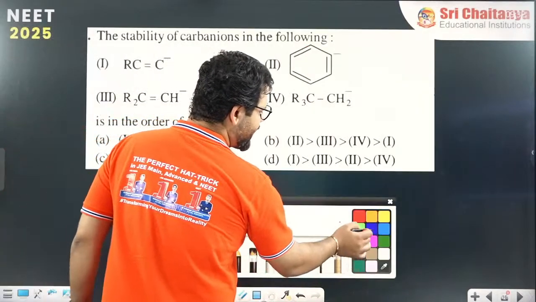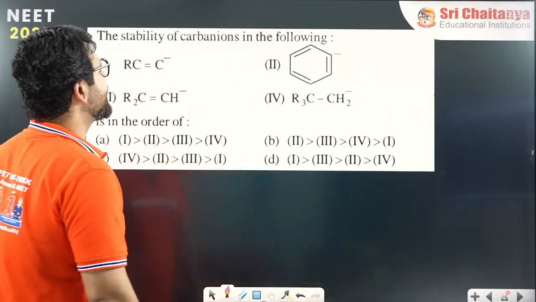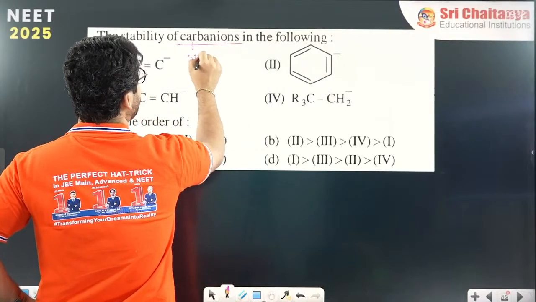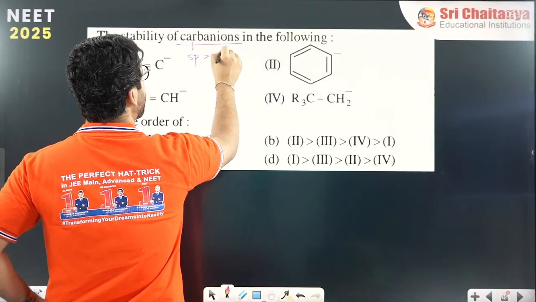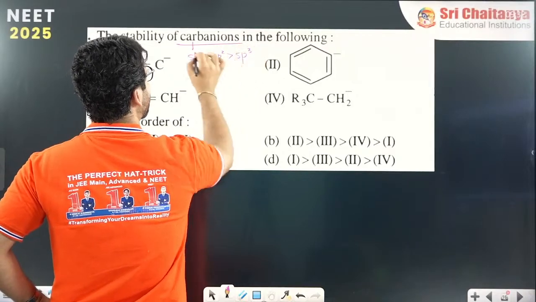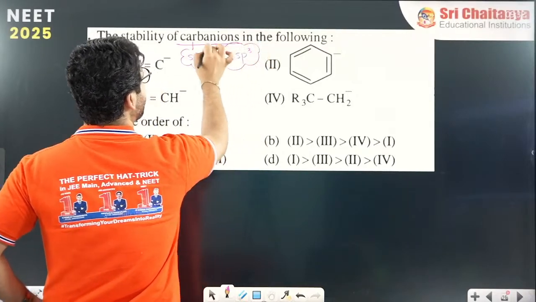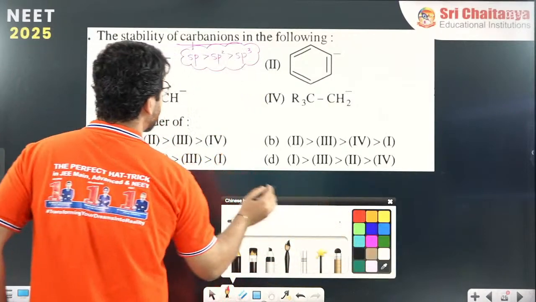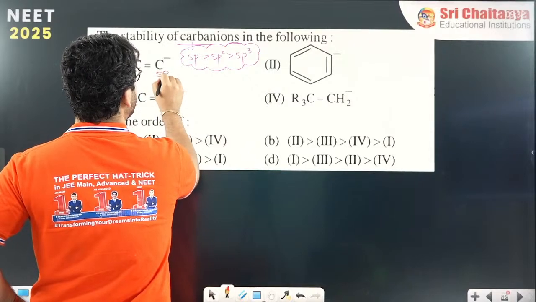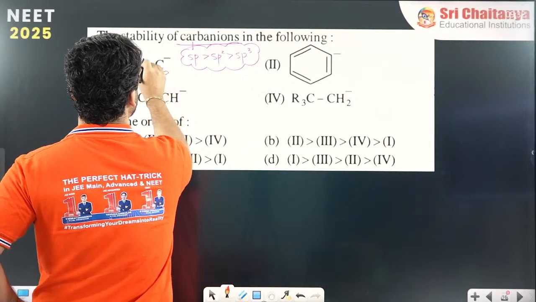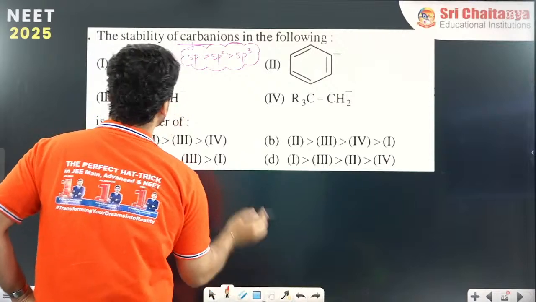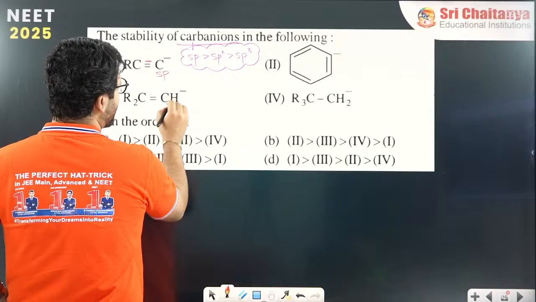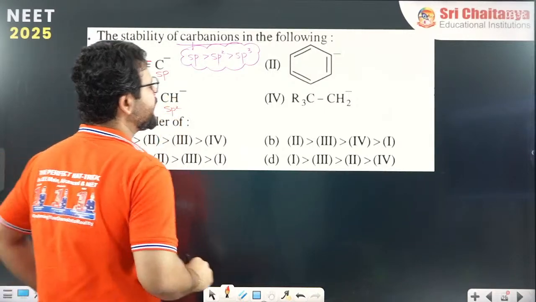Next is stability of carbanion we are checking here. Carbanions are more stable, remember it, on sp carbon, then on sp2 carbon, then on sp3 carbon. Very important example, this is a PYQ again. So in this case, here a carbanion is on sp carbon: RC triple bond C minus, sp carbon; R2C double bond CH minus, sp2 carbon.